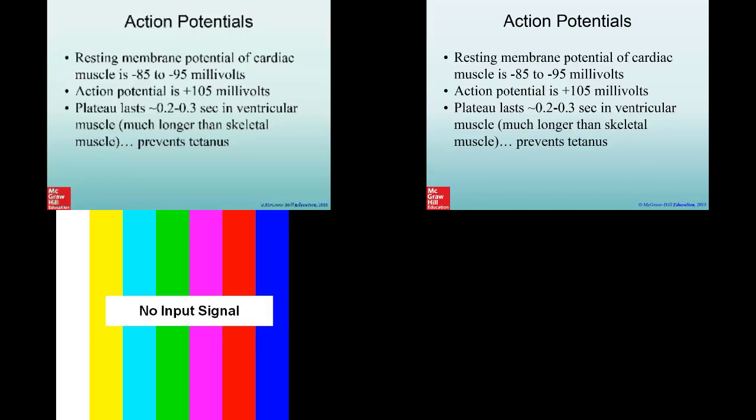And we talked about the plateau phase. Phase 2 in cardiac muscle. And that's where calcium channels are open. They stay open for a longer period of time. So the heart has a long refractory period, a long absolute refractory period. So you can't get tetanus in heart muscle, which would be bad, because then you would probably die.